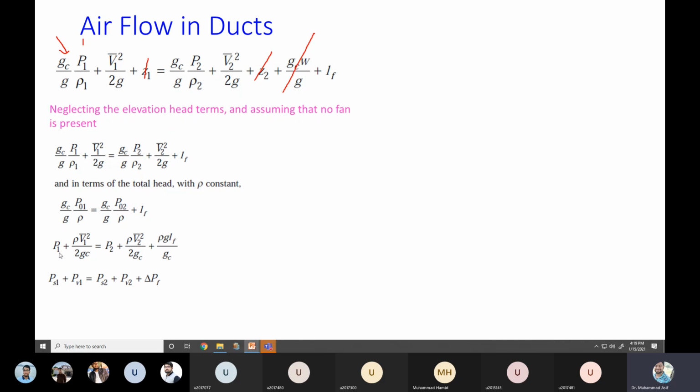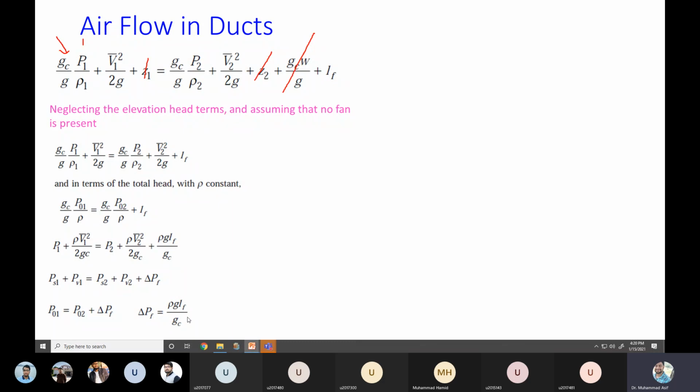So this is again the same form. This is the static head, this is the velocity head. Similarly, static head at point 2, the velocity head at point 2, and the pressure loss due to friction. So we can further simplify. This is basically P01, the total pressure at point 1, total pressure at point 2, and the pressure loss due to friction. From here, we can calculate the pressure loss by using this formula.